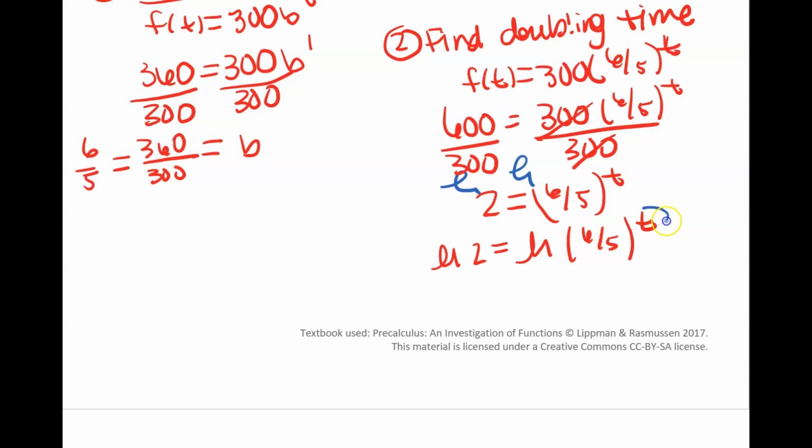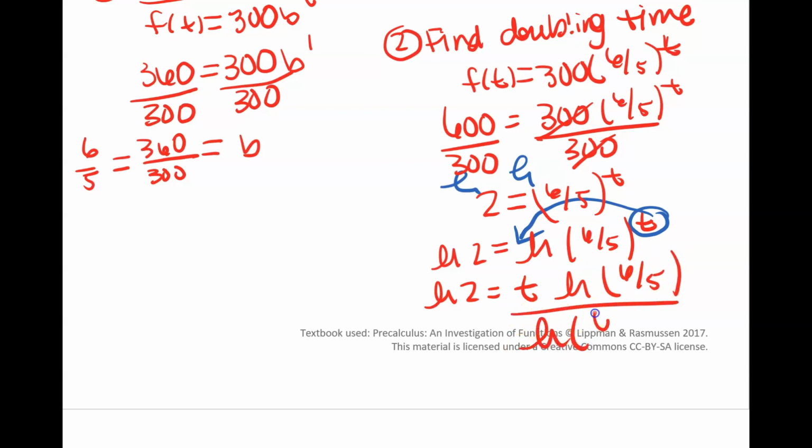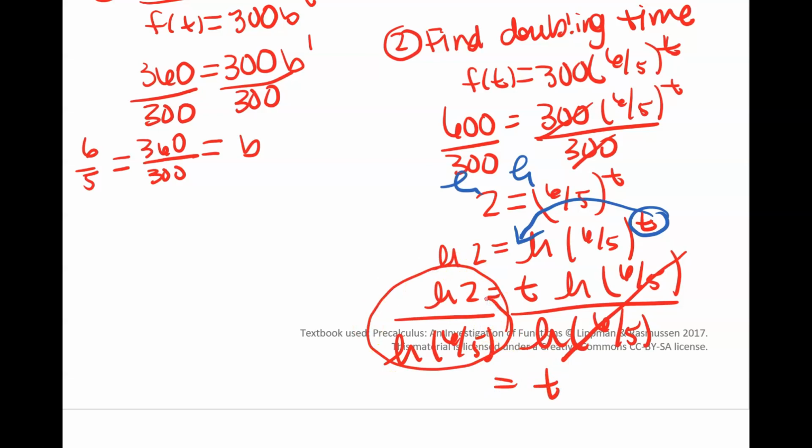Now we can apply that exponent property. I can bring that t out front here. So I get ln 2 equal to t times ln of 6 over 5, and divide. Then t would be equal to, plugging that in our calculator, about 3.802 months. So this section did not have a ton of properties or anything like that, but it definitely pulled everything that we have been working on in this chapter together.